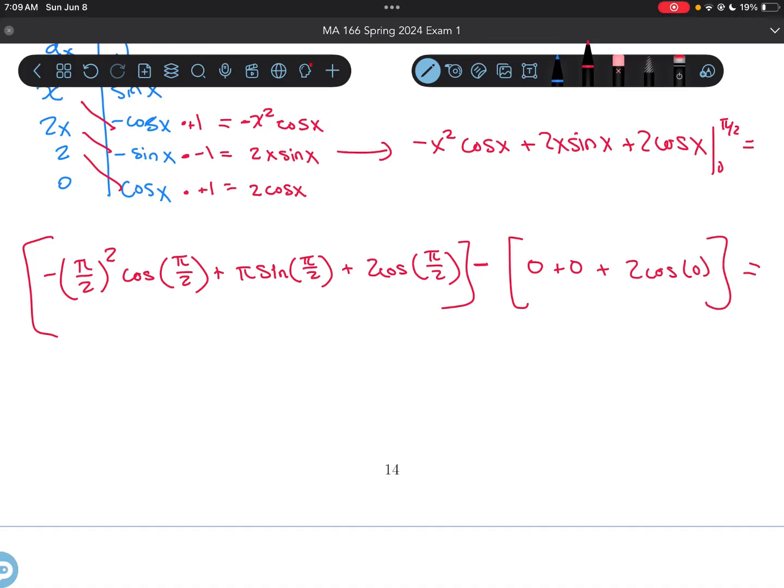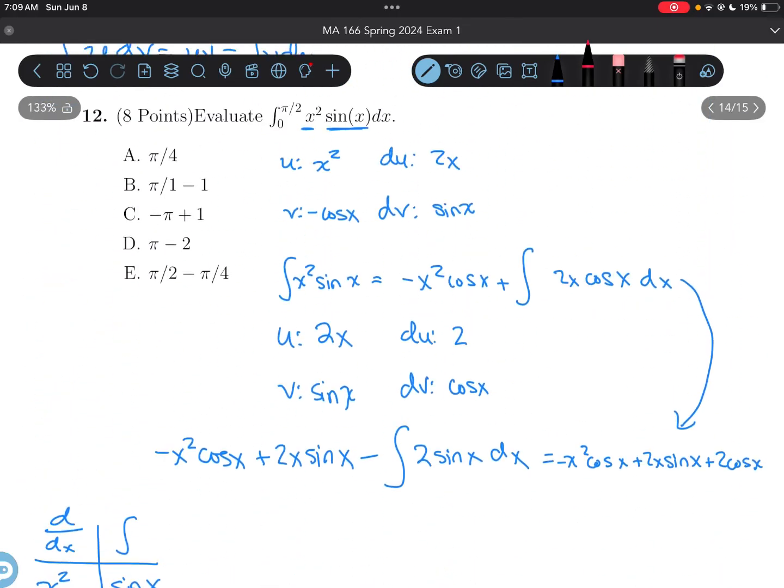Okay, and so now cosine of pi over 2 is 0, sine of pi over 2 is 1, and again cosine of pi over 2 is 0. So these two, we don't have to worry about them basically. And then over here, 2 times cosine of 0 is 2, since cosine 0 is 1. Basically, that means that this whole expression evaluates to pi minus 2. So the answer to question 12 is D.